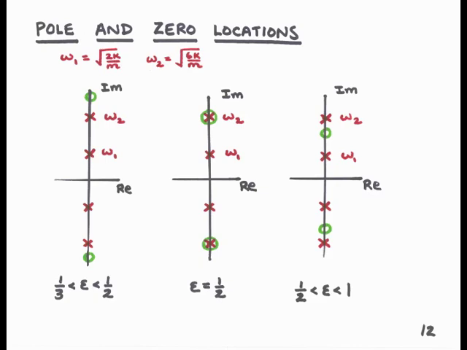The case on the right side is for epsilon between 1/2 and 1. That is, the sensor is placed between the center of the beam and the far right side. In this case, the zeros are interlaced with the poles. So the zero is at a frequency higher than the bounce mode, but lower than the tilt mode.